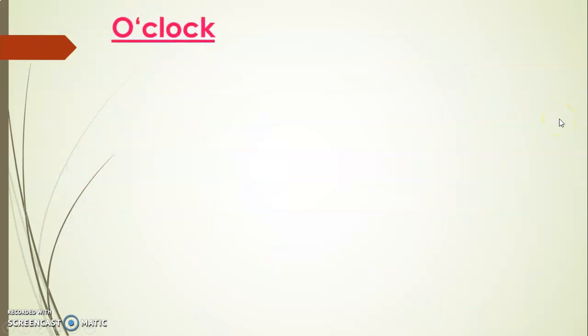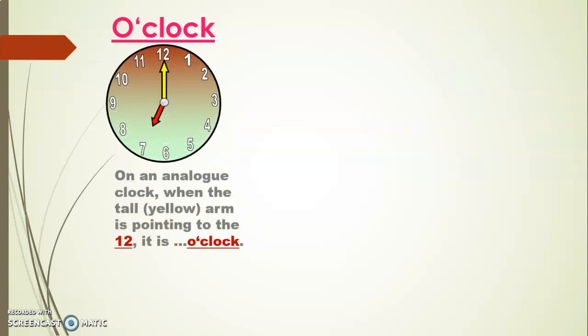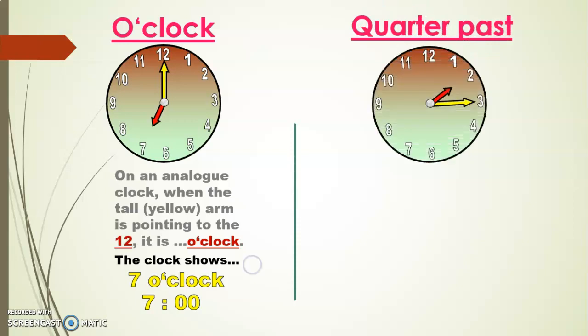We have 4 main corners. We have to know them. The first one is o'clock, on the analog clock, when the tall or the yellow arm is pointing to 12. So it will be o'clock. The clock shows 7 o'clock. Why 7? Because my hour arm, or the short arm, is pointing to 7. And in digits, we write 7 and 2 zeros. Here, quarter past.